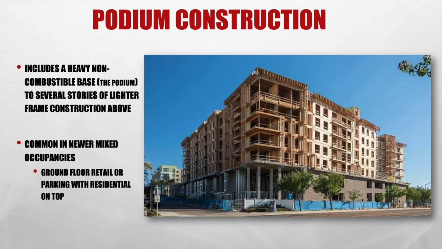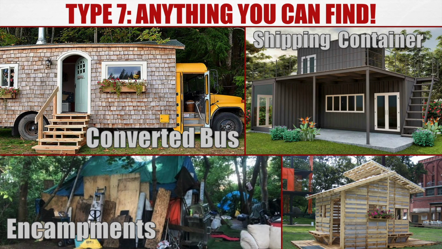The last type I want to go over is type 7, and this is really anything people can find to make buildings out of. On the top left, you can see a converted bus, and it's like, what type of construction does that fall into? There are lots of shipping container buildings now. Encampments are probably the biggest one that I've encountered, because again, people use anything and everything they can find. And the bottom right is just an example of something somebody created out of wood pallets.